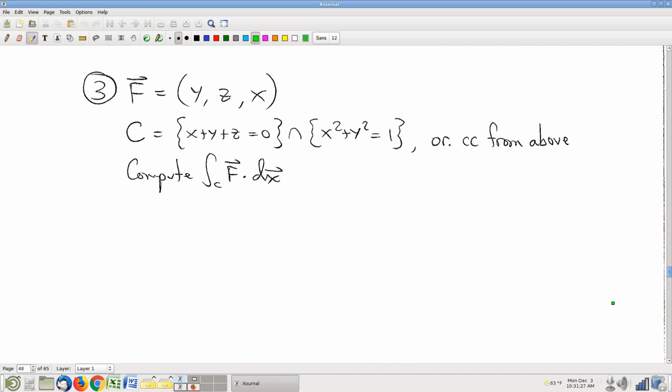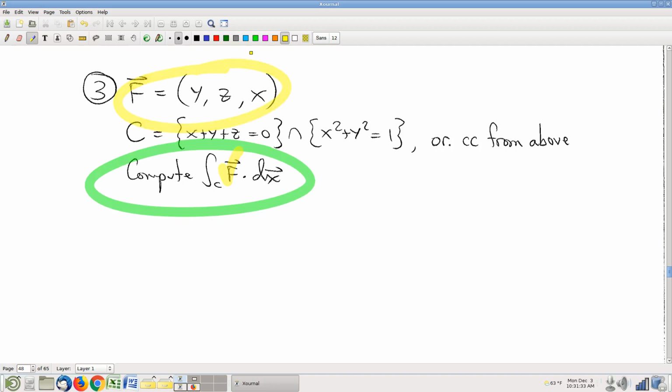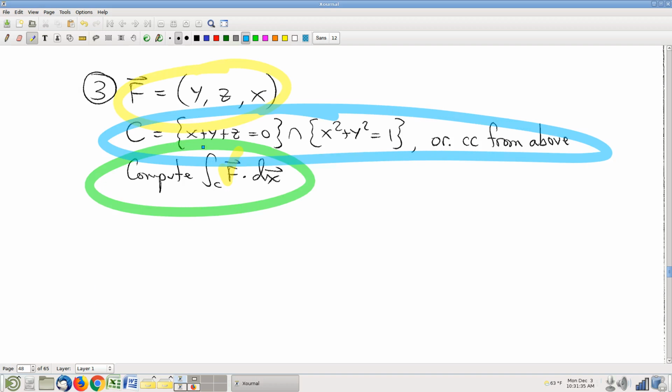So here's a line integral we want to compute. The vector field is given, the curve is given, and let's compute that line integral. First of all, let's think about our options. Obviously, there's the brute force option, always on the table. You can just plug and chug. Well, let's consider some other options.